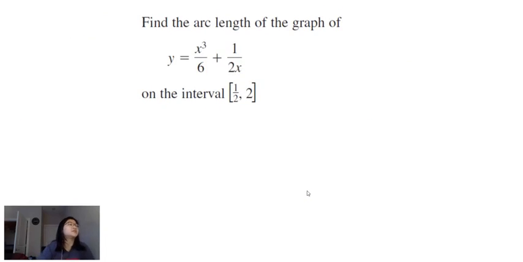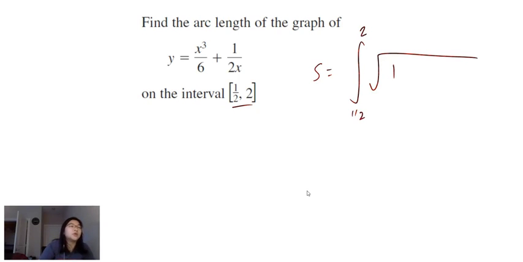How do we find the arc length of the graph y equals x cubed over 6 plus 1 over 2x on the interval from 1/2 to 2? Well, let's set it up. So we got s equals the integral from 1/2 to 2 of root 1 plus, and then what is y prime here? y prime is 3x squared over 6.